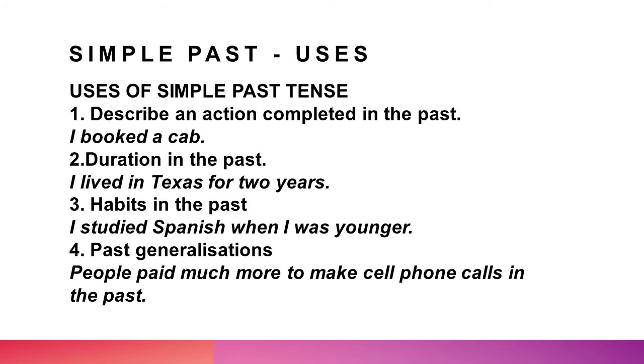Now let's move on to the various uses of the past tense. It is used to describe an action completed in the past. I booked a cab. It is used for duration in the past. I lived in Texas for 2 years.